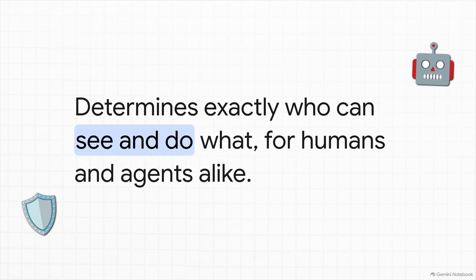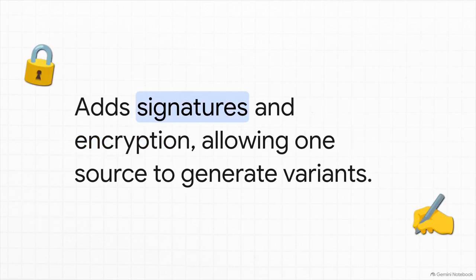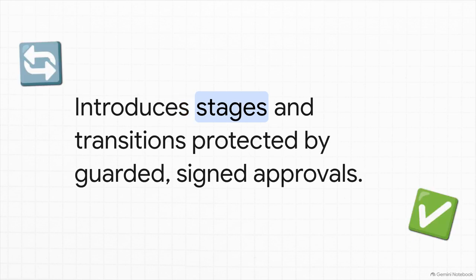With ownership established, IAM steps in to determine exactly who can see and do what, for humans and agents alike. Seal then secures those identities by adding signatures and encryption, which allows a single source to safely generate variants for multiple audiences. Moving up, Lifecycle maps out stages and transitions, all protected by guarded signed approvals.